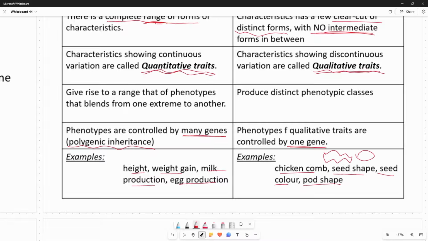If you talk about the shape, for instance, it's either your seed is wrinkled or it's round. So you can easily see now, there are distinct forms. But in terms of the height here, you can have this height, can have this one, can have this one, so it's continuous variation, not one. So very, very important that you can see the differences between continuous and discontinuous variation.